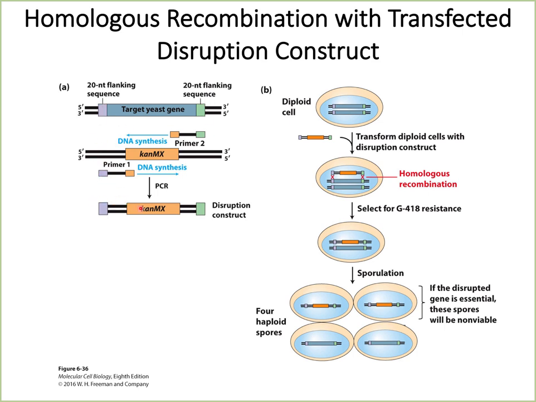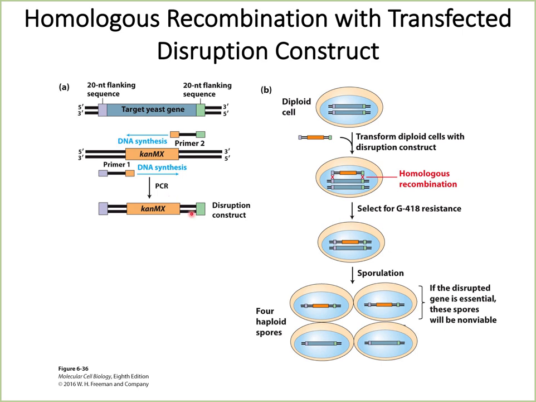So now you do have a disruption construct which contains a kanamycin resistance gene, which confers resistance to G418. We call this geneticin. So this is a selection marker. So this is your disruption construct.